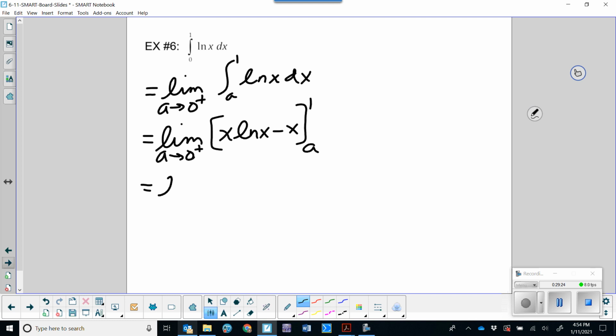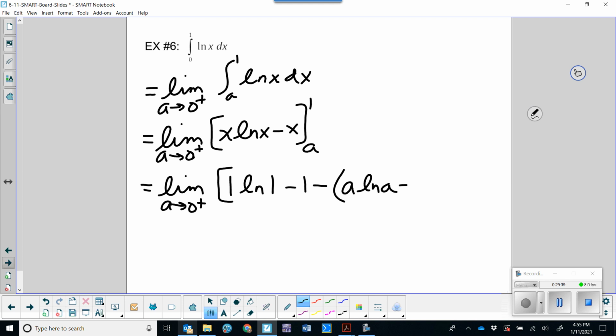All right, so again, still can't do the limit because I have to get my a in there. So I'm going to have 1 times ln of 1 minus 1 minus parentheses a ln of a minus a. Everywhere you see an x, you substitute an a. So here we have 1 times ln of 1. Well, ln of 1 is 0, so that's 0 minus 1 minus.